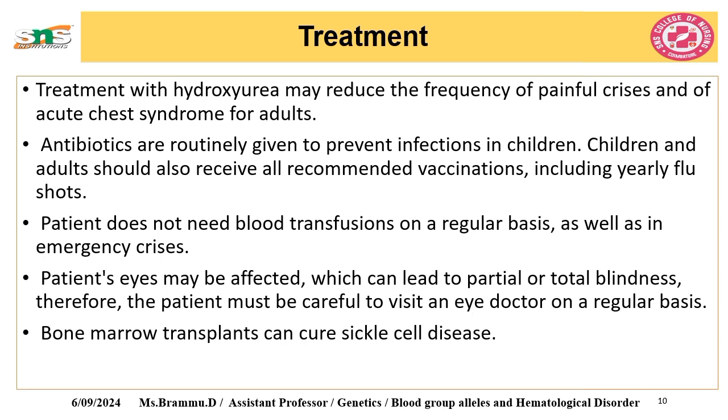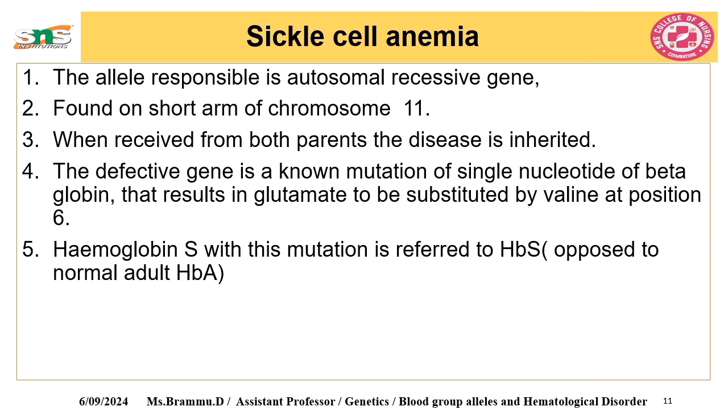And finally, a curative procedure would be bone marrow transplantation. In sickle cell anemia, the allele responsible is an autosomal recessive gene found on the short arm of chromosome 11. When received from both parents, the disease is inherited. The defective gene is a mutation of a single nucleotide in beta globin that results in glutamate being substituted by valine at position 6.